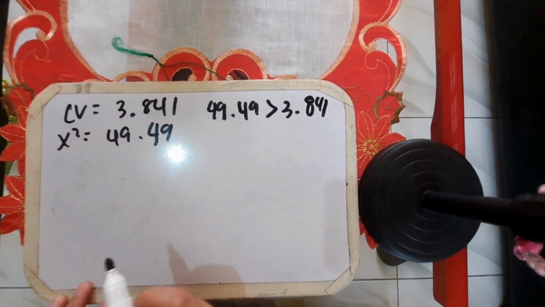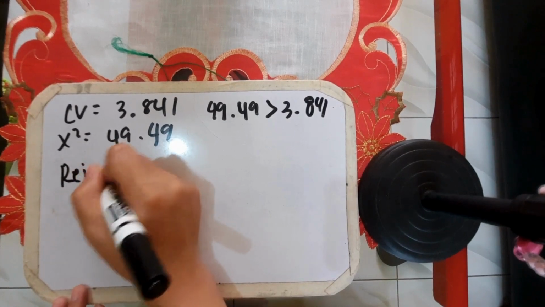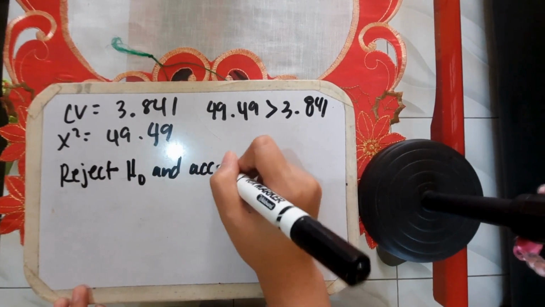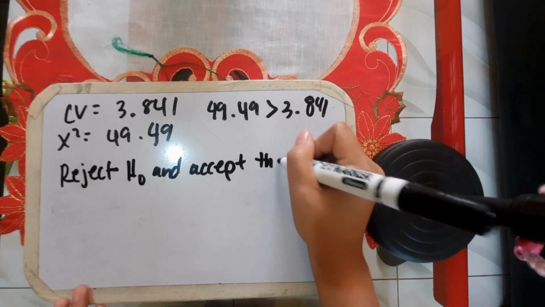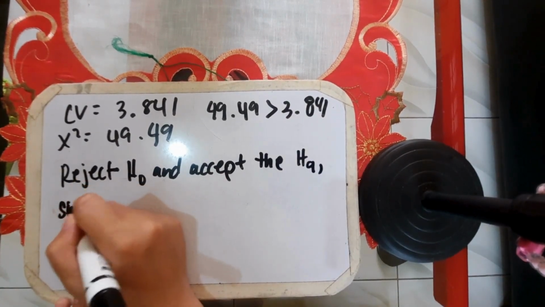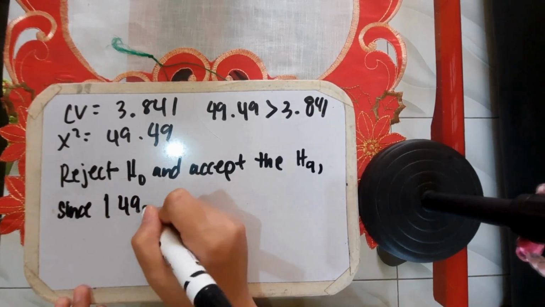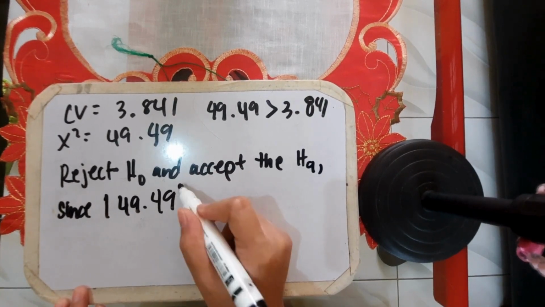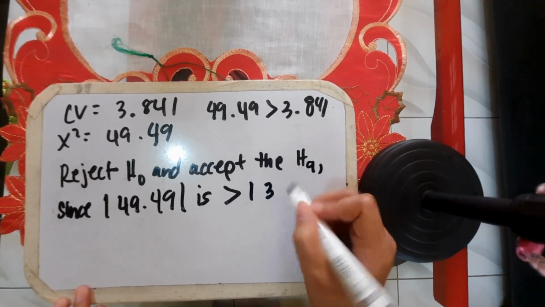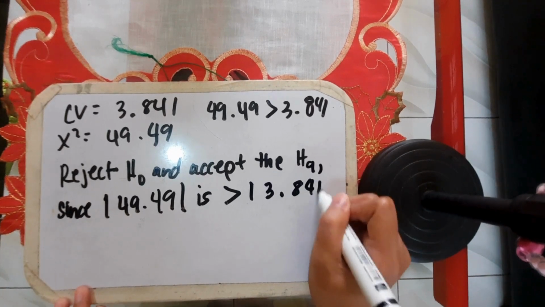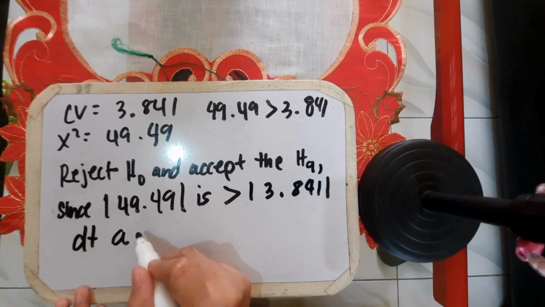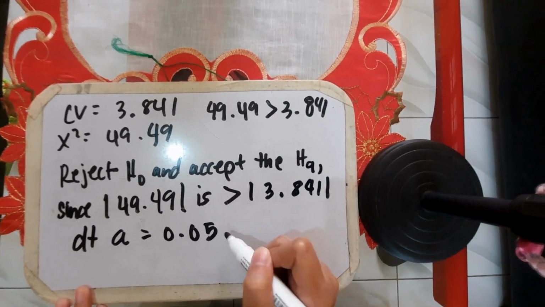So if we write it in mathematical form: reject the null hypothesis and accept the alternative hypothesis, since the computed chi-squared 49.49 is greater than the critical value 3.841 at a level of significance of 0.05.